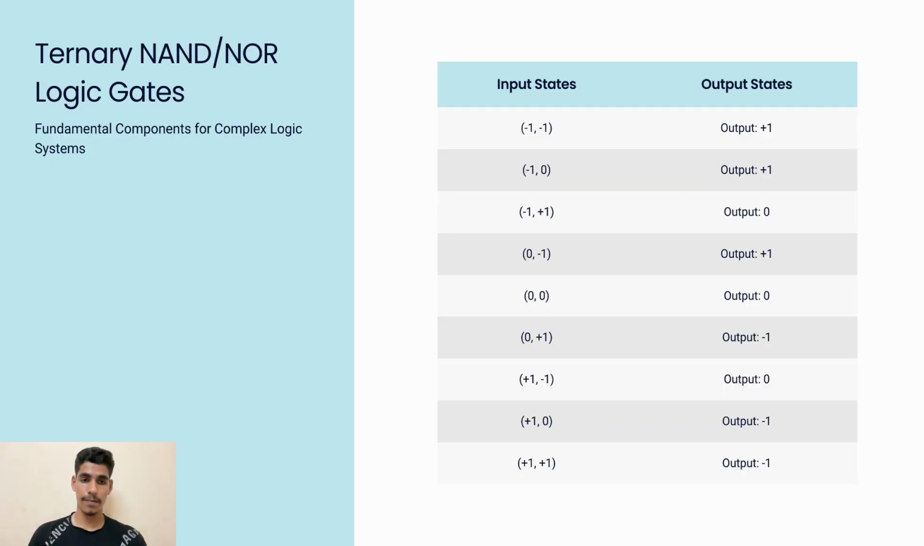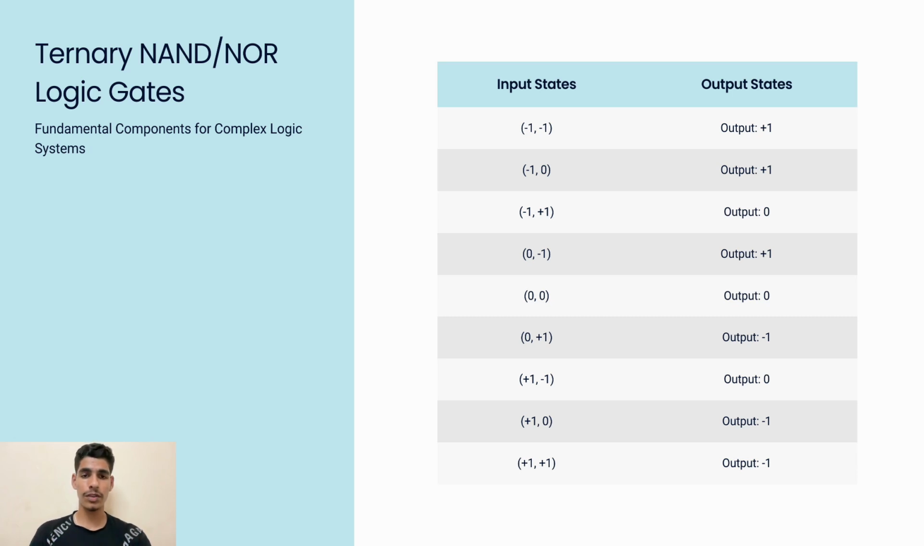Now next, ternary NAND NOR logic gates. Fundamentally, we are studying the ternary NAND and NOR, which are crucial because these are the universal gates. You can build any other gate using them. With ternary logic, these gates are designed to work with three possible states: -1, 0 and +1. In this research, DGFBFETs are used to implement these gates, allowing for a seamless execution of ternary logic.